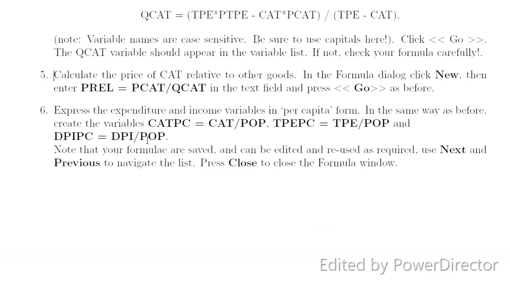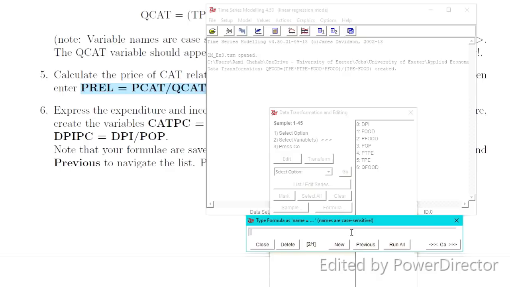If not, check your formula carefully, but it should be the case. Calculate the cat relative to other goods. Okay, the formula directly: we have to press new, and then divide PCAT, which is the price index of cat food, by Q food, which is the price of other things, the rest without the food index. So let's do that. Let's write this down.